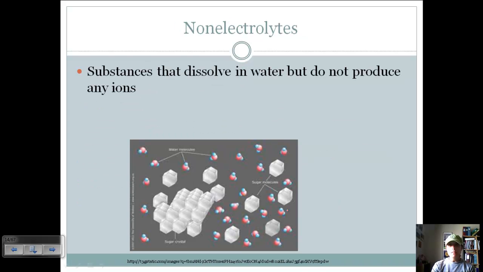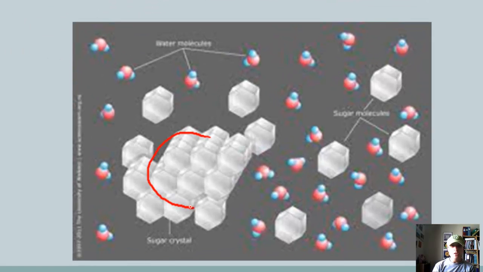Okay, the third part we talked about were non-electrolytes, which don't conduct electricity in water at all. They can dissolve, but they're not going to produce any ions, or they're not going to dissociate. Ethanol is an example, and sugar is also an example. So here we've got a big sugar crystal. You can see it's not breaking apart. It's still the sugar molecule. Each of these represents a sugar molecule, but it's still being surrounded by water.